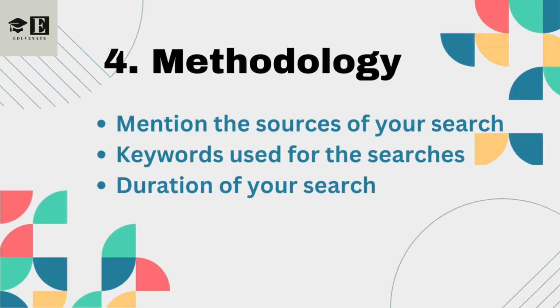In the methodology section of the review article, you should always mention the sources of your search, that is, the different search engines you used for your literature search. Always mention keywords and the combination of keywords you used for performing the literature search, and always mention the duration of your search in the methodology section of your review article.